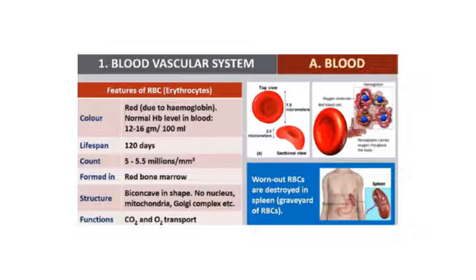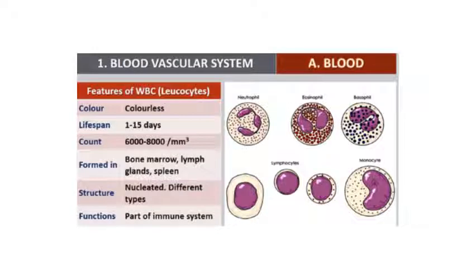It does not have a nucleus, mitochondria or Golgi bodies. Its function is to transport oxygen and CO2 throughout the body. Its lifespan is about 120 days. There are about 5 to 5.5 million RBCs per mm cube. Then we study about WBCs.